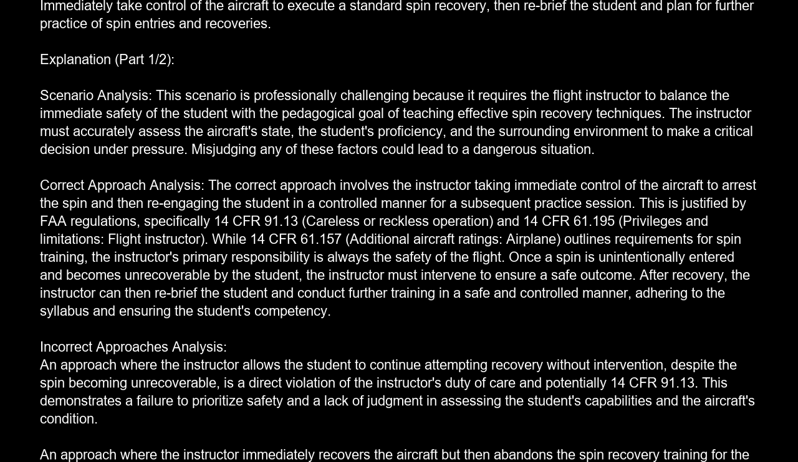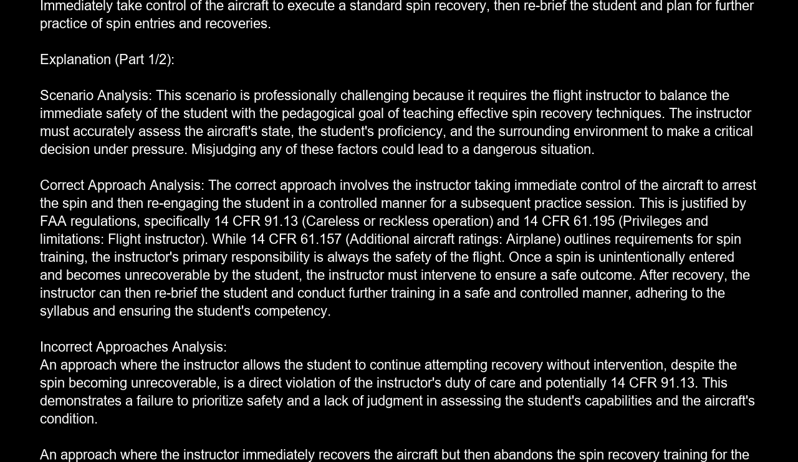Correct approach analysis. The correct approach involves the instructor taking immediate control of the aircraft to arrest the spin, and then re-engaging the student in a controlled manner for a subsequent practice session. This is justified by FAA regulations, specifically 14 CFR 91.13, careless or reckless operation, and 14 CFR 61.195, privileges and limitations, flight instructor, while 14 CFR 61.157, additional aircraft ratings, airplane, outlines requirements for spin training.